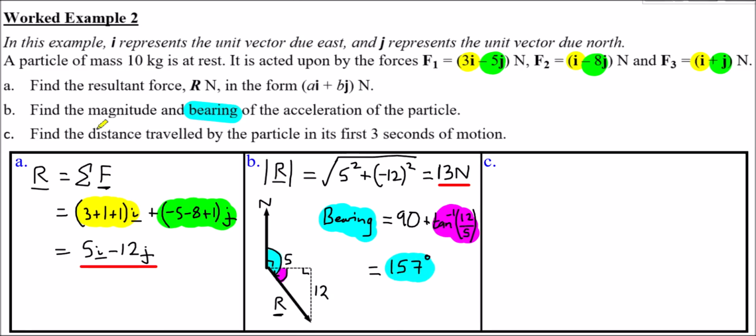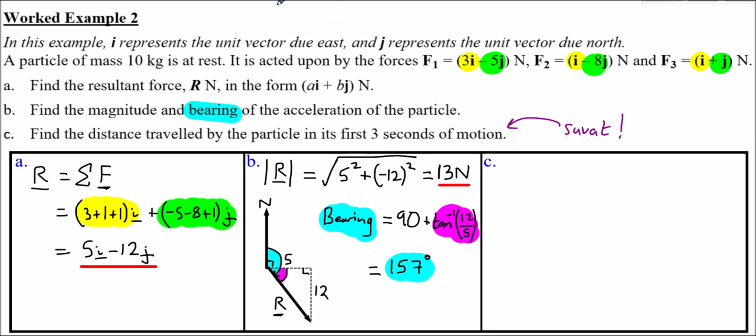Finally, part C, find the distance travelled by the particle in its first 3 seconds of motion. Now this question here, we've got these forces F1, F2, F3, which gives us the resultant. There's nowhere in the question to tell us that these forces are going to be changing, so we can assume that these forces will be constant. So constant forces means constant resultant force, which means constant acceleration. And so this one here is actually a Suvat question. It's a Suvat question dressed up.